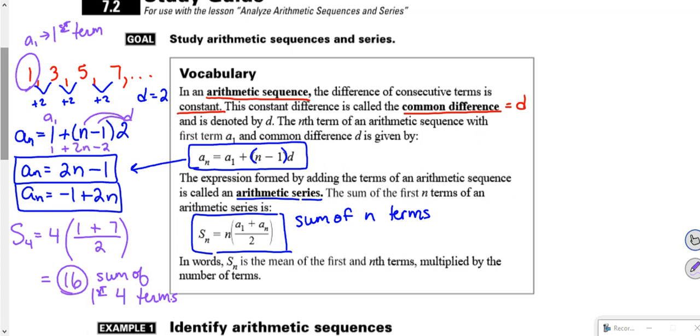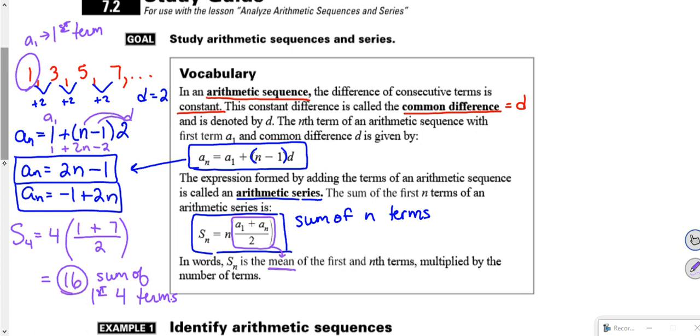Now, where that formula comes from, if you look down below here, it says S sub n is the mean of the first and nth terms multiplied by the number of terms. This right here is the average or the mean. So you're taking the first term and the last term, averaging them or finding the mean of them. That means the same thing. And then taking that average or that mean times the number of terms in the sequence or in the series.